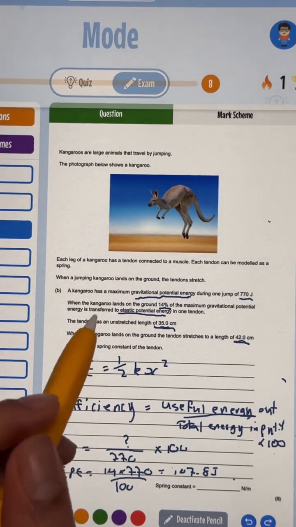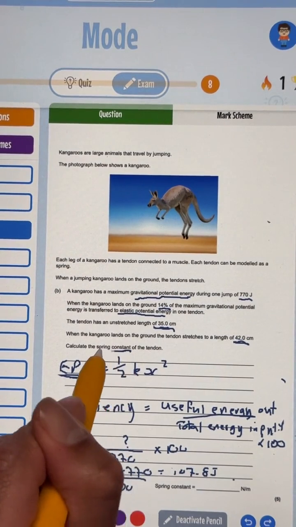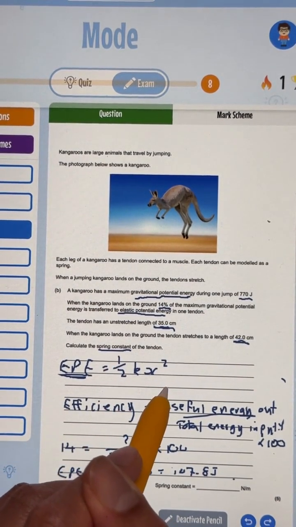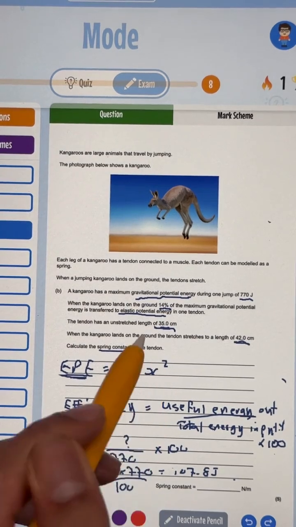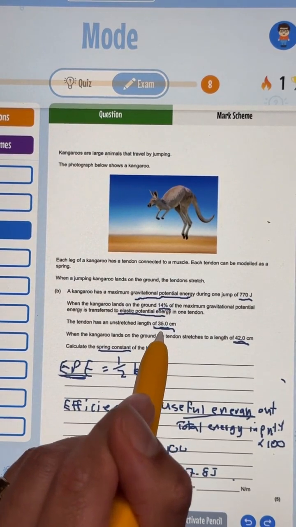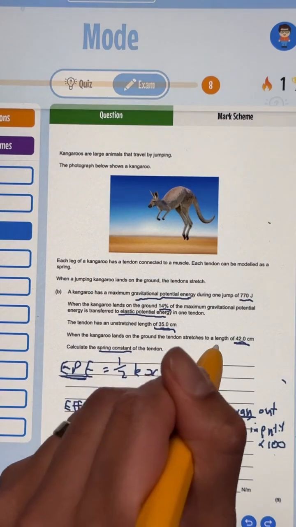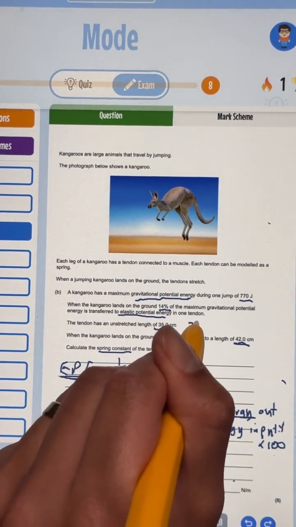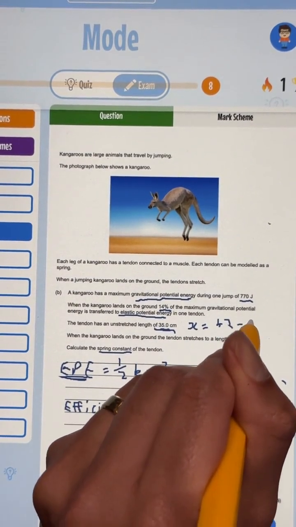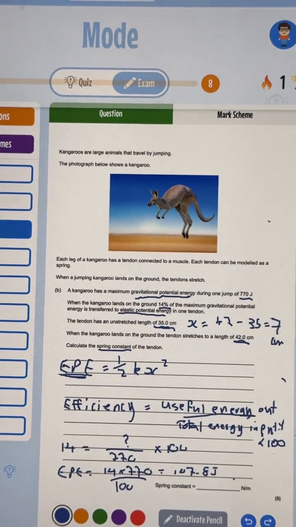So 107.8 joules, we want the spring constant, that's the question, we don't know K, so we need the extension X. To find the extension X, we need to look at the lengths that I've put here, 35 centimeters when it's unstretched, and then it stretches to 42 centimeters. So to find X, we just need to do the difference between them. X equals 42 centimeters minus 35, which is 7 centimeters.